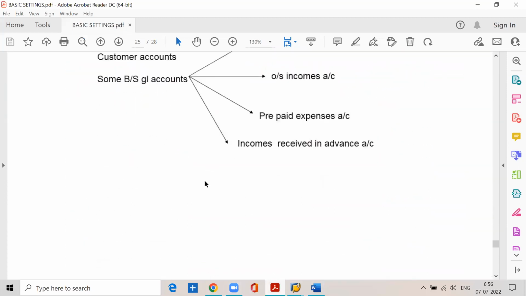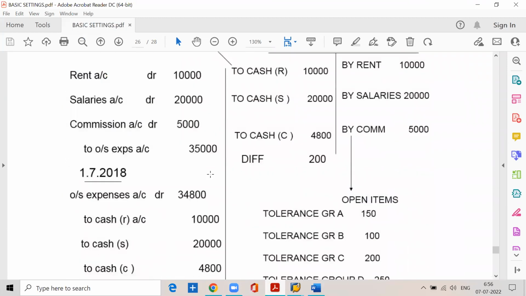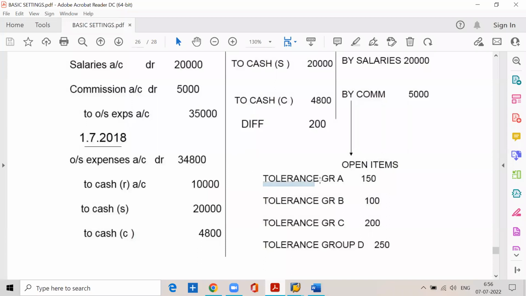Say, for example, here we are defining 4 tolerance groups. Tolerance group A, upper limit 150 rupees. Tolerance group B, upper limit 100 rupees. Tolerance group C, 200 rupees. Tolerance group D, 250 rupees.